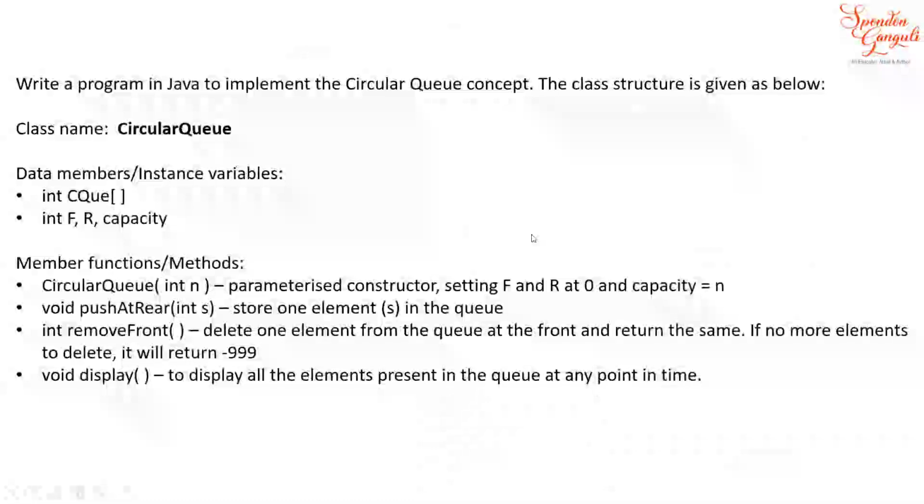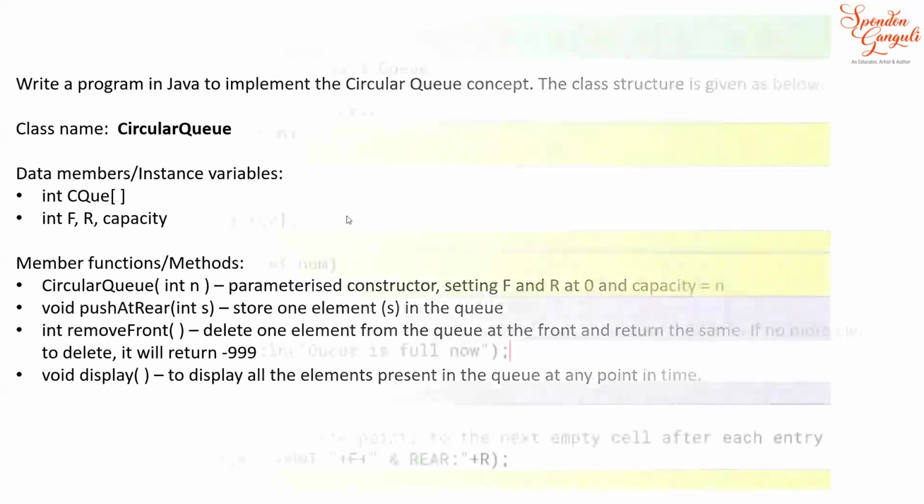Let us explain this concept through a program. So I have here a circular queue with a data member CQ as an integer array, F and R representing the front and rear, and capacity to get the size. We have push at rear and remove at front, the normal conditions that are there in a queue. If the queue is empty, it returns minus 999. Let us see the code.